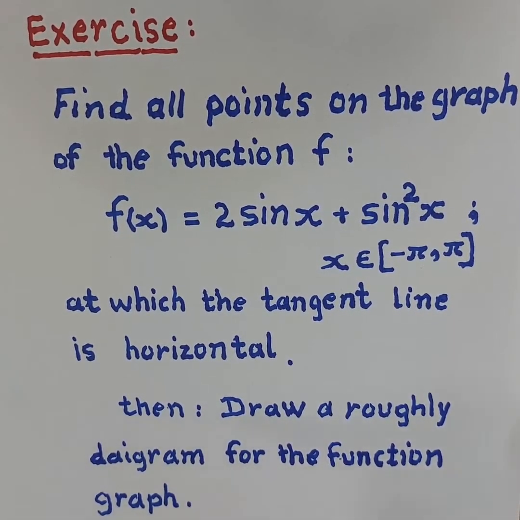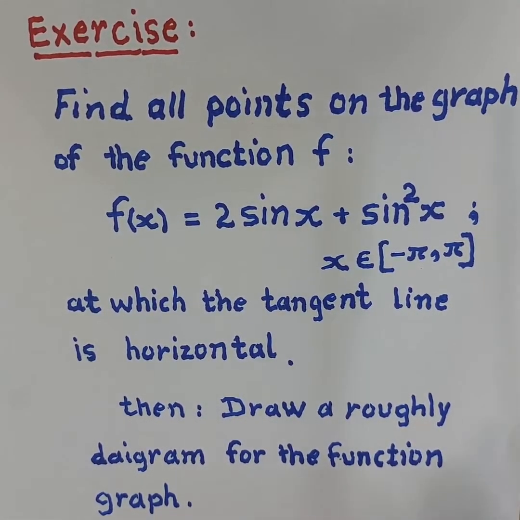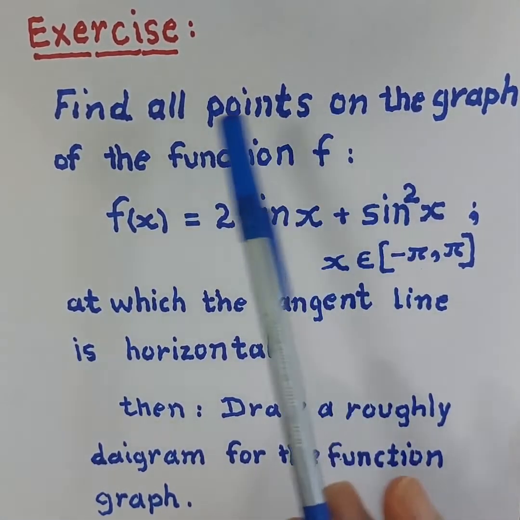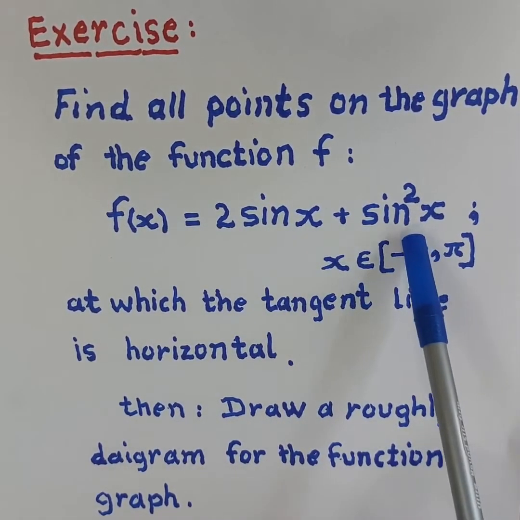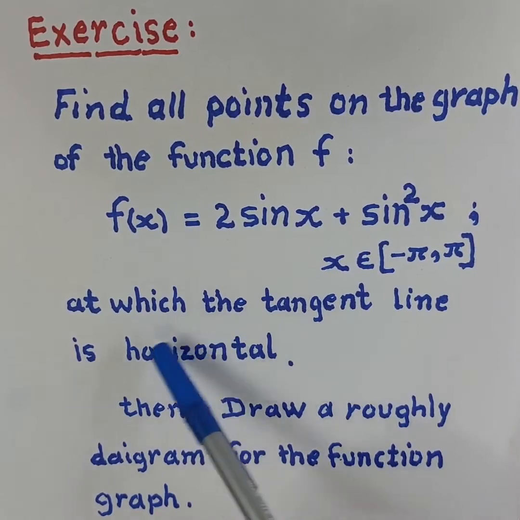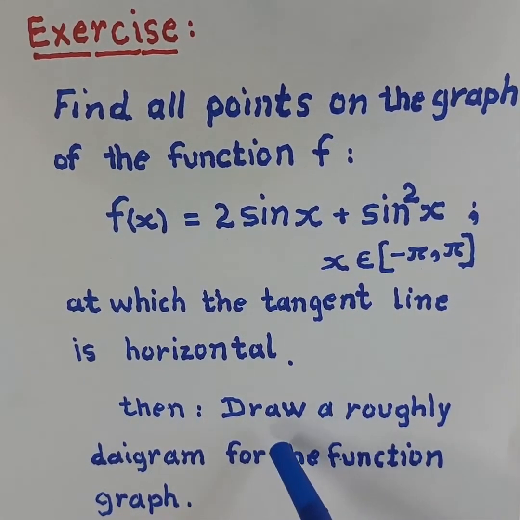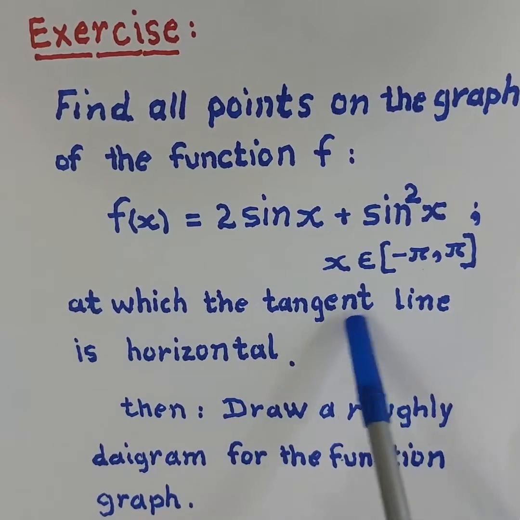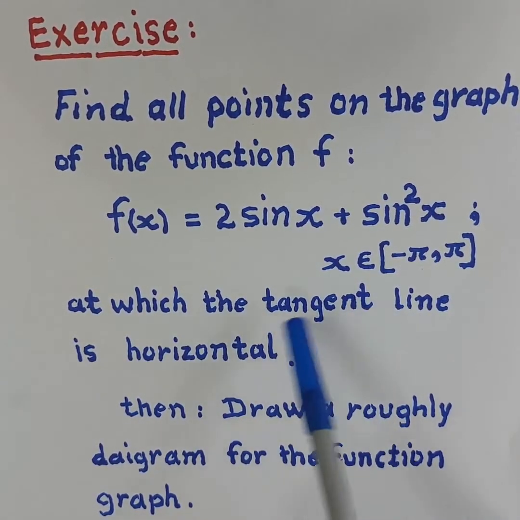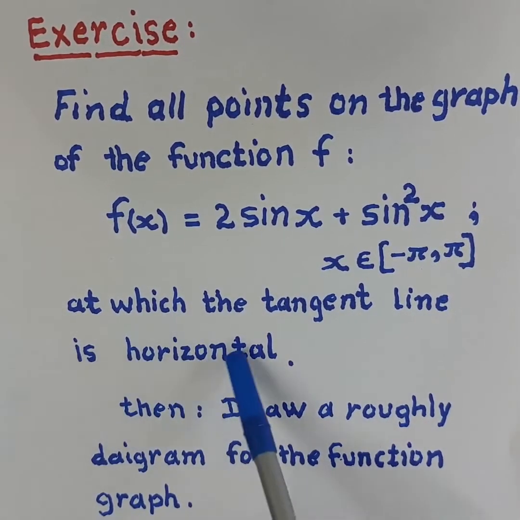We need to find all the points, as the exercise said, on the graph of this function where the tangent line is horizontal. And after that, we need to draw a rough diagram for the graph of the function. Let us start together now with this condition. This condition says the tangent line is horizontal.